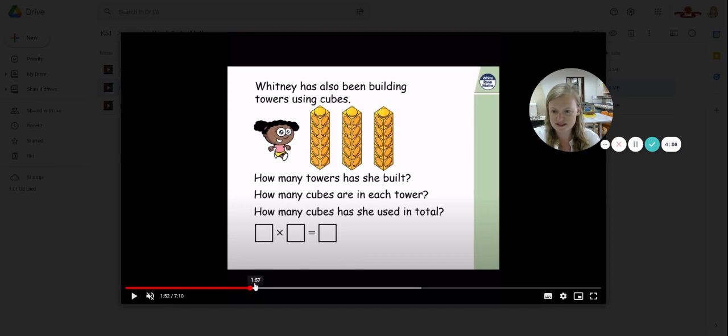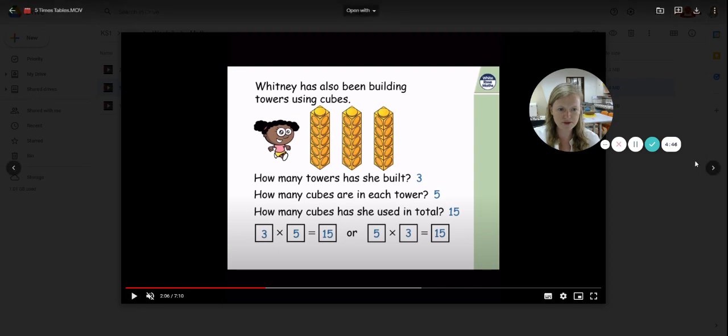Let's have a little look and see if we were correct. Let's have a look. 3 multiplied by 5 equals 15. Or 5 multiplied by 3 equals 15. Well done if you got that right.